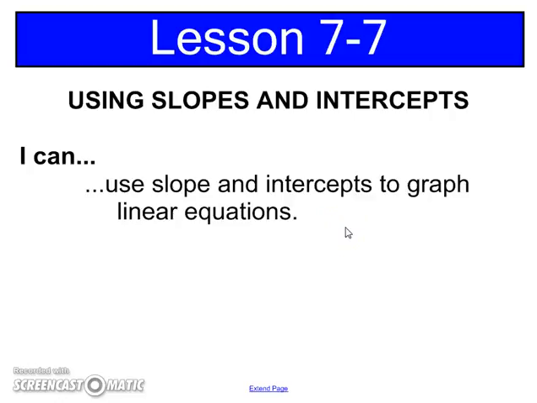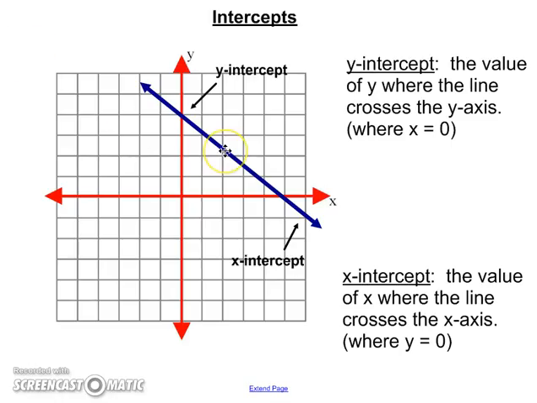Right, lesson 7.7. We're going to talk about using slopes and intercepts to graph linear equations. First of all, things we need to be able to identify are what we call the intercepts. Intercepts are the places where a line crosses the axes.